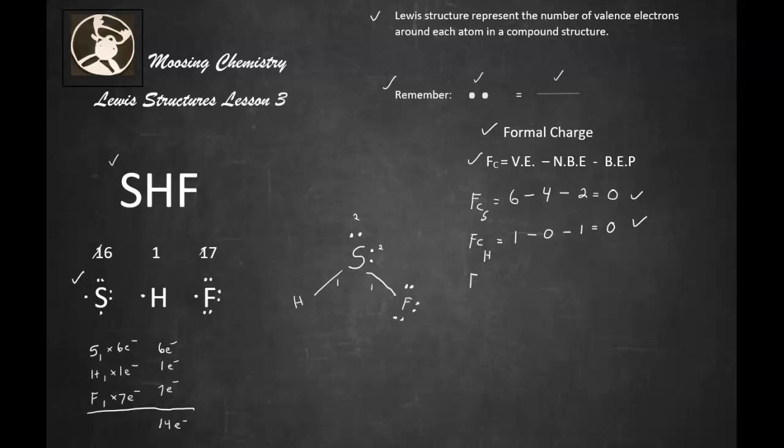Let's do the formal charge for fluorine next. Fluorine has 7 valence electrons coming in. It has 6 non-bonding electrons. Watch: 2 and 2 and 2 make 6, right? And then we have 1 bonding pair, which we have right there. So that also equals 0. So this is the best possible structure for SHF.